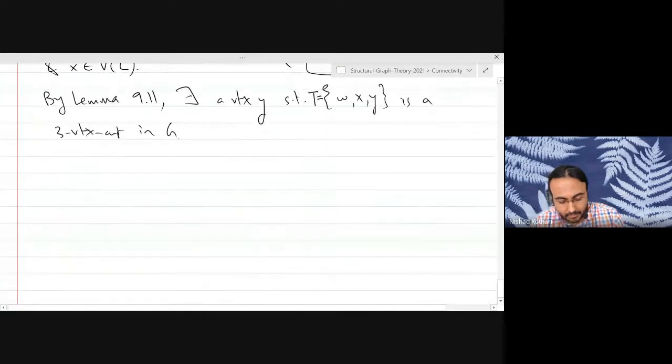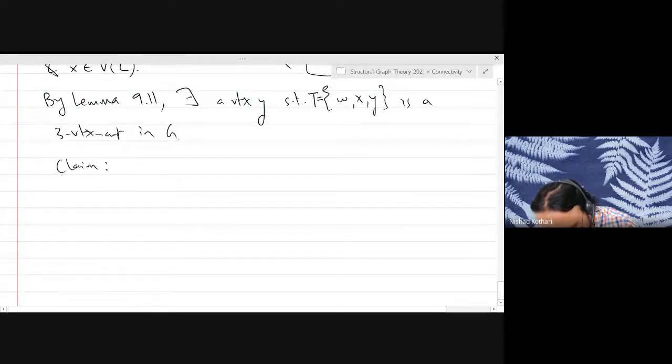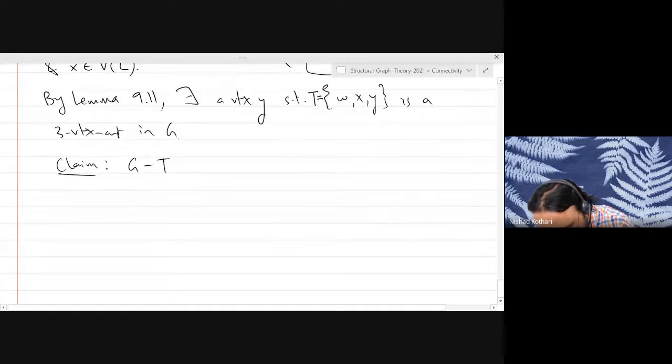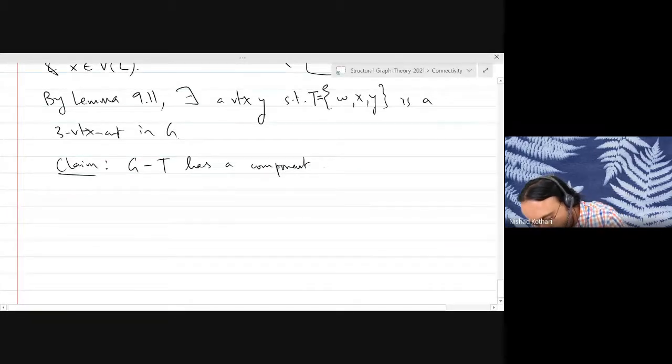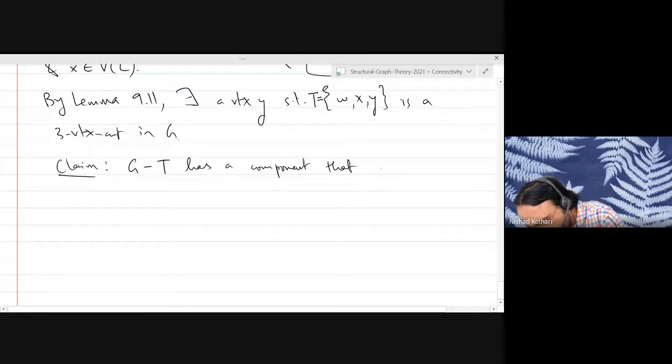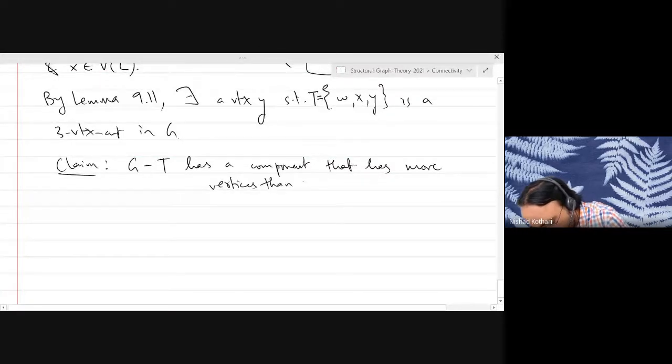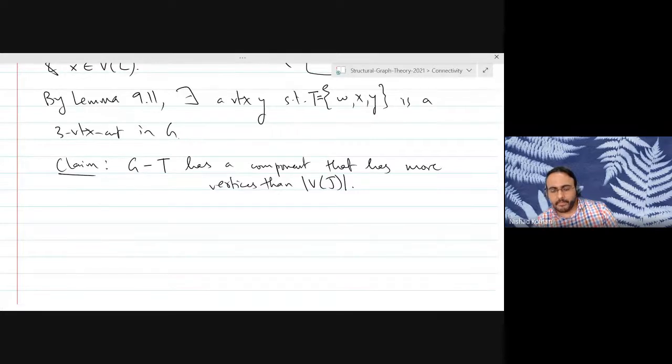So the claim is that G delete T, which is WXY, has a component that has more vertices than the original component J in the graph G minus S. Does everybody agree that if we prove this claim, then the proof is finished? So the only thing remaining is proving this claim.